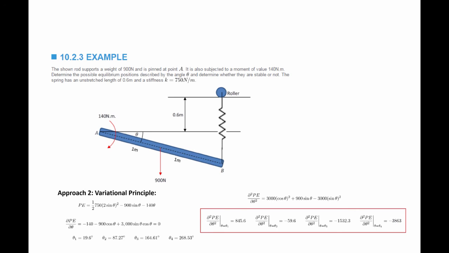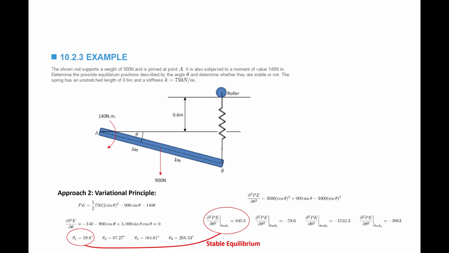Which means that the only stable equilibrium is the first equilibrium, when theta is equal to 19.6 degrees. The other ones are unstable equilibrium. Maybe instantaneously the rod can be stable, but the moment that equilibrium is perturbed, equilibrium is lost. And so the stable equilibrium is the one associated with theta 1 equal to 19.6 degrees.